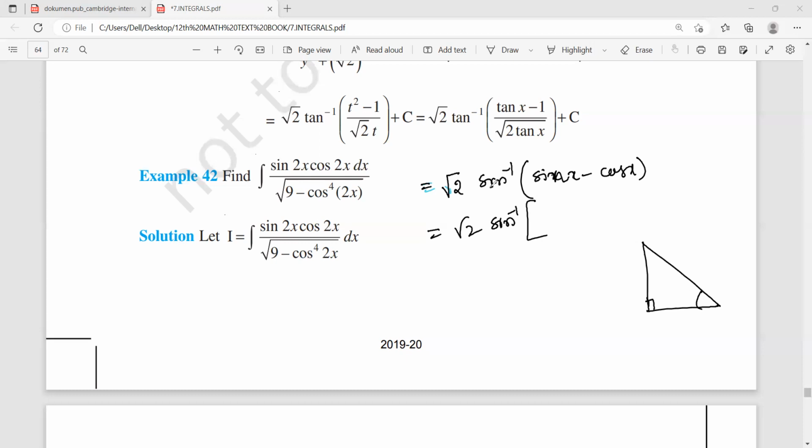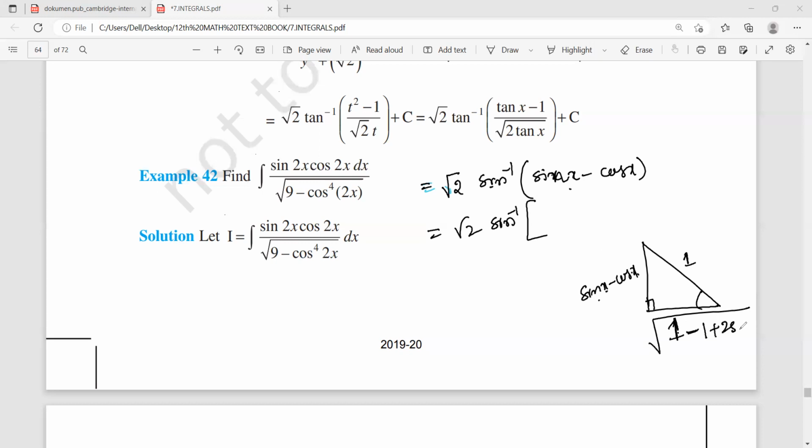So now this is sine inverse this way. This is what sine inverse means. This is sin x minus cos x, and this is 1. Opposite by hypotenuse. This is going to be under root of 1 square minus this square. That means what?